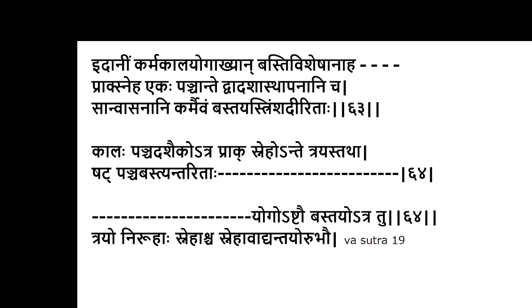Panchadasha shat panchabastyantaritaha: 6 of the niruha bastis along with the anuvasana basti in between. So first is anuvasana basti, then the 6 niruha bastis along with the anuvasana in between, so 12 days, and then the 3 days of sneha basti to be given. That's the kala basti according to Vagbhata. In Sharngadhara that whole sequence is slightly modified in such a way that it comes to 16 days.